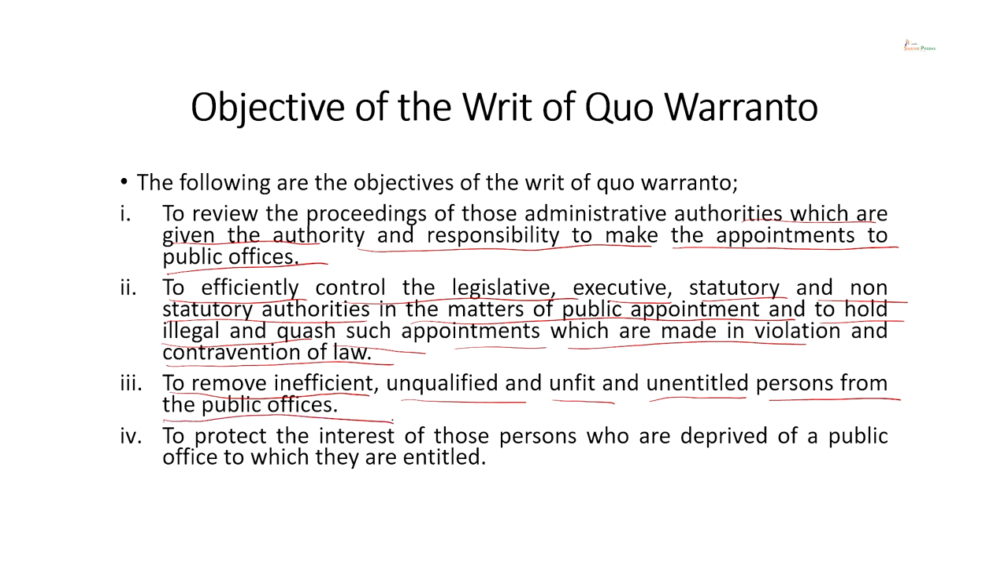The last and most important objective of the writ of quo warranto is to protect the interest of those persons who are deprived of a public office to which they are entitled. So, two important aspects of the writ of quo warranto are, number one, to remove such persons from public offices who usurp the offices though they are not entitled or qualified to hold those offices, and number two, to protect the interest of those persons who are entitled to those public offices.